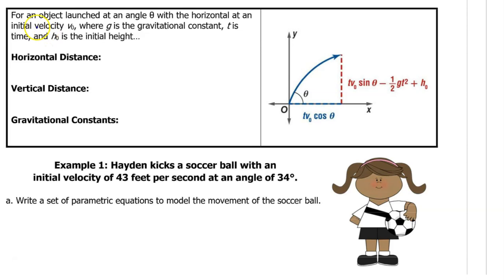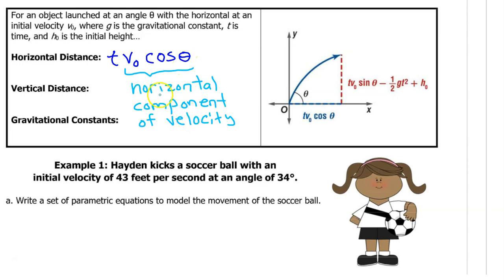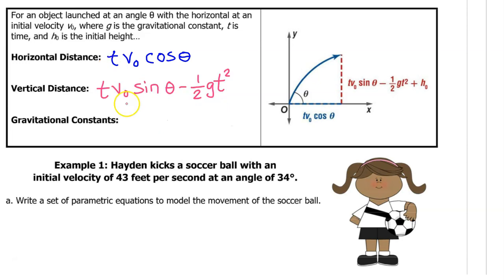Let's start off with some notes. For an object launched at an angle theta with the horizontal at an initial velocity v0, where g is the gravitational constant, t is time, and h0 is the initial height, the horizontal distance is t v0 cosine theta. This is just the horizontal component of the initial velocity times the time. The vertical distance traveled will be t v0 sine theta minus 1/2 g t squared.